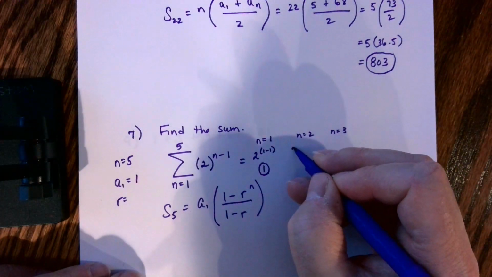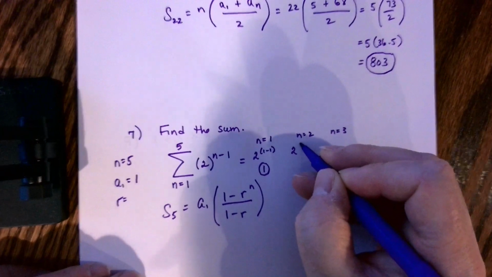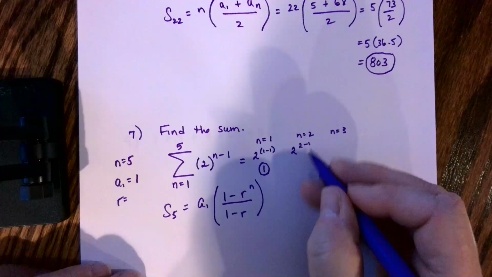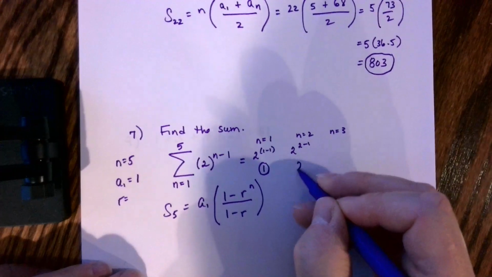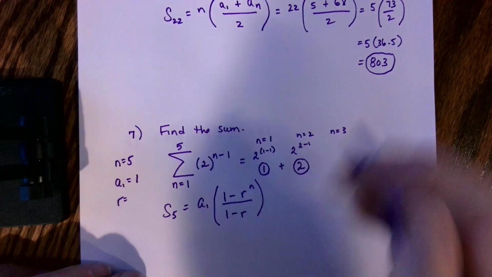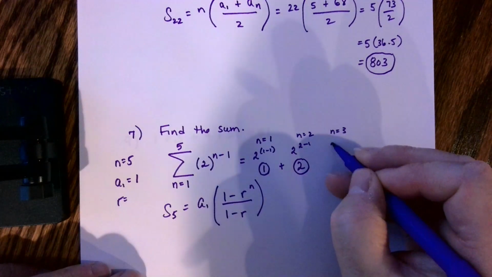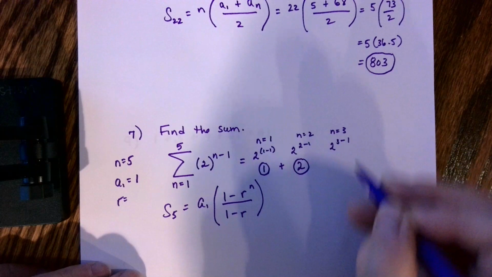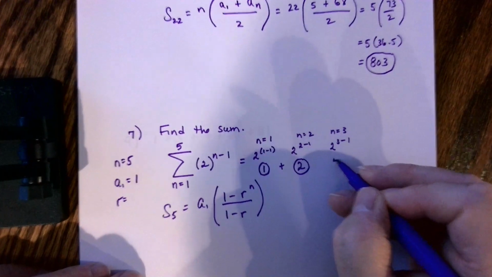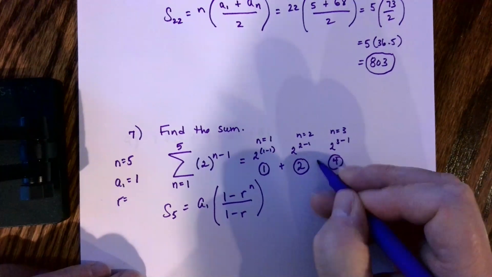My second term would be 2 raised to the 2 minus 1 power. 2 minus 1 is 1, so I get 2 to the first power, which is just 2. Put my plus there. And now my third term, I end up with 2 raised to the 3 minus 1 power. 3 minus 1 is 2. 2 squared is 4. And I'm starting to identify a pattern now.